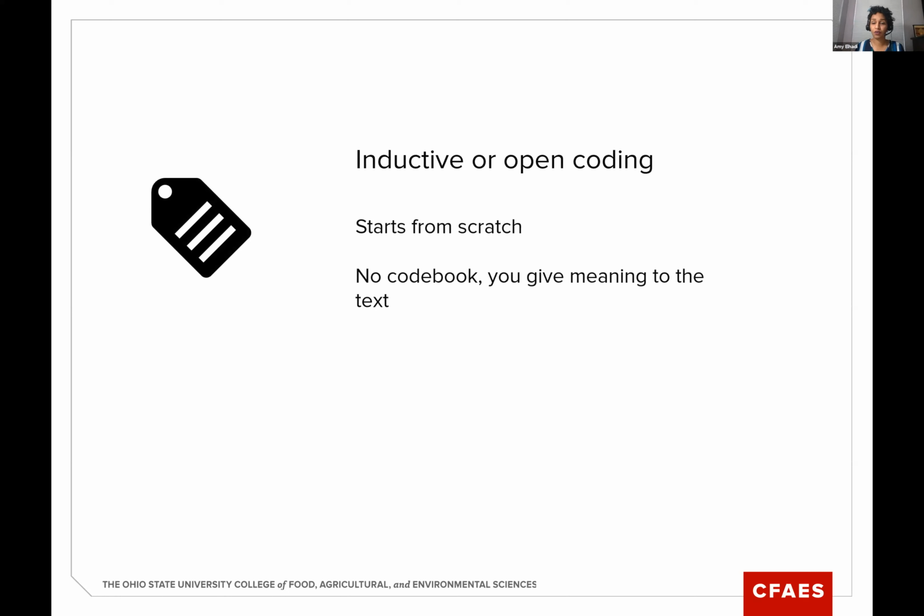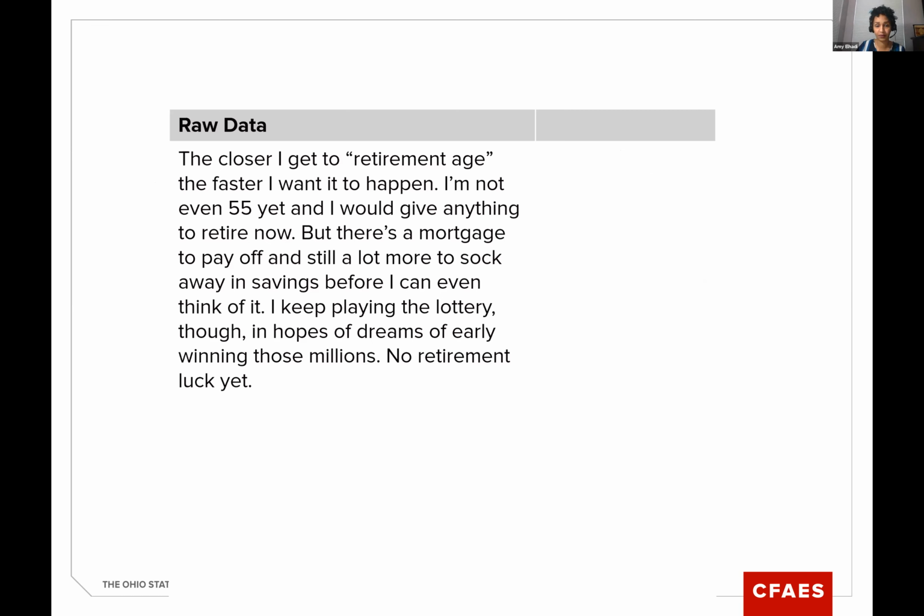What's inductive or open coding? It starts from scratch. You have your data and you go through your data one by one, sentence by sentence. You don't have to code everything. You only code what's relevant to your research. That's another thing, and that's very important. As you code things in a text, let's say you have a long text, you read through and you say, okay, I think the person means this, or this would mean that. That's the code you give. And I'll give an example in a little bit.